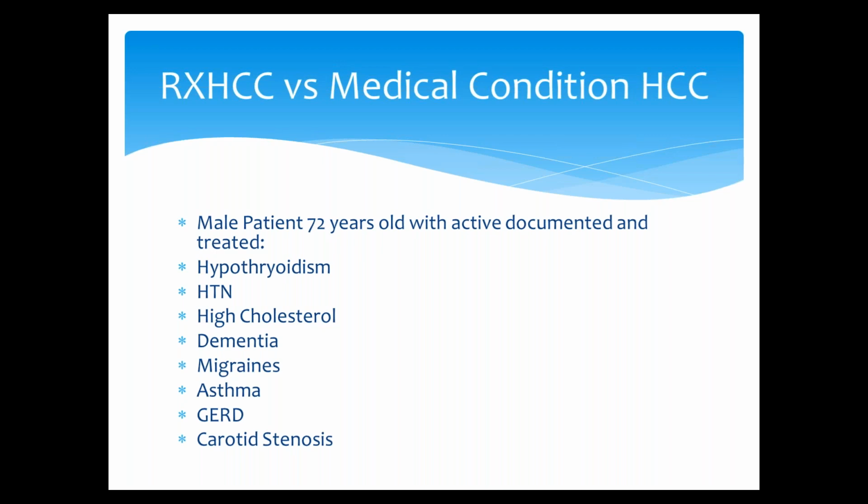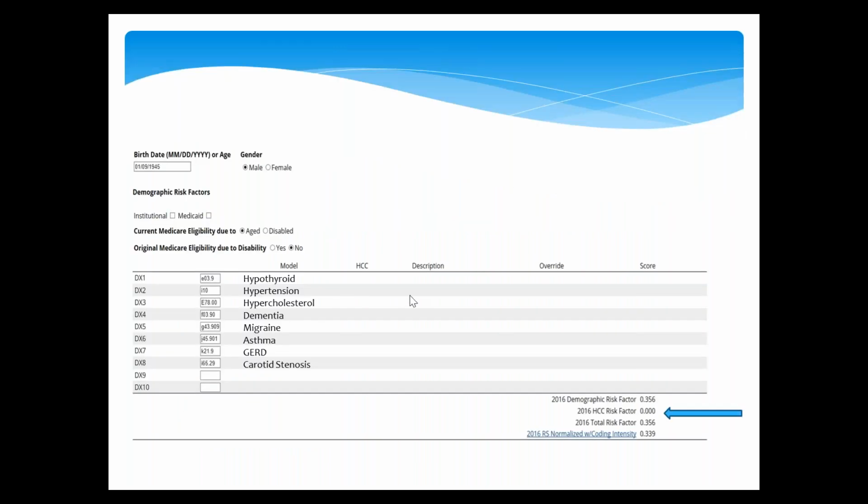We've got a 72-year-old with active documented hypothyroidism, hypertension, high cholesterol, dementia, migraines, asthma, GERD, chronic stenosis. She's got a lot of different things going on, a lot of different medication interactions. However, when we look at that patient's risk score, we get 0 credit for any of those diagnosis codes in the chronic condition category, the medical condition categories. We get the demographics, the 0.356, but that's it. Now, some of you may think that seems unfair, but that's the way they do it.